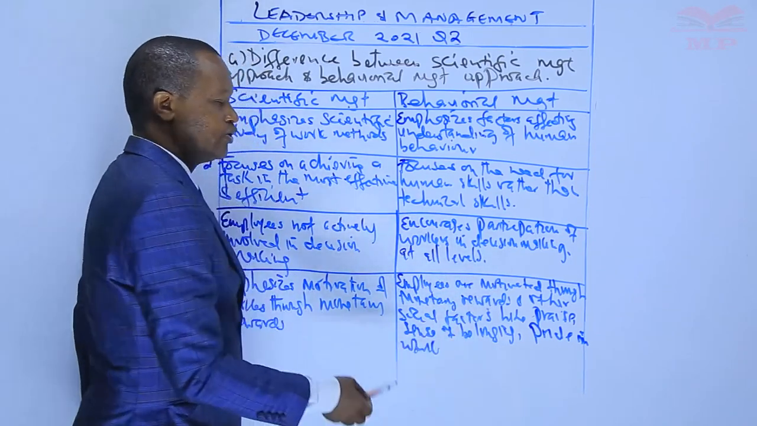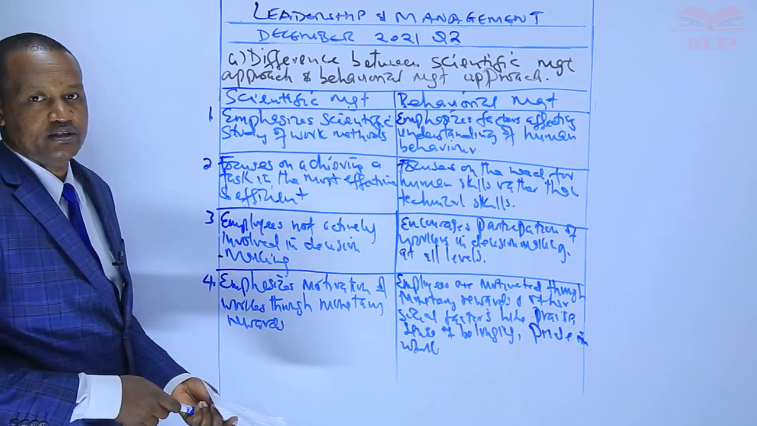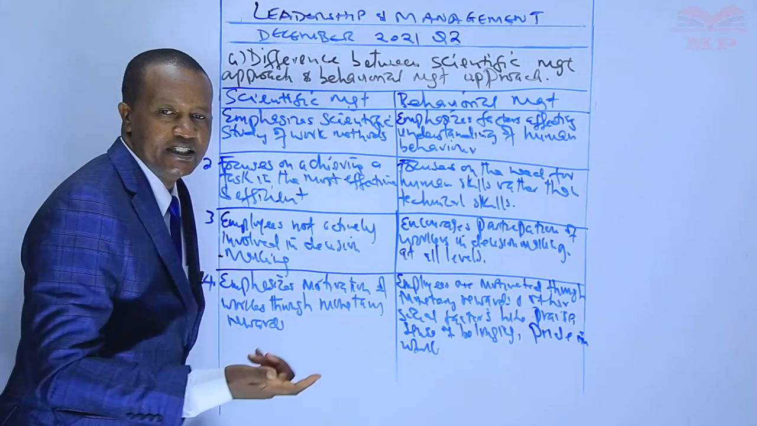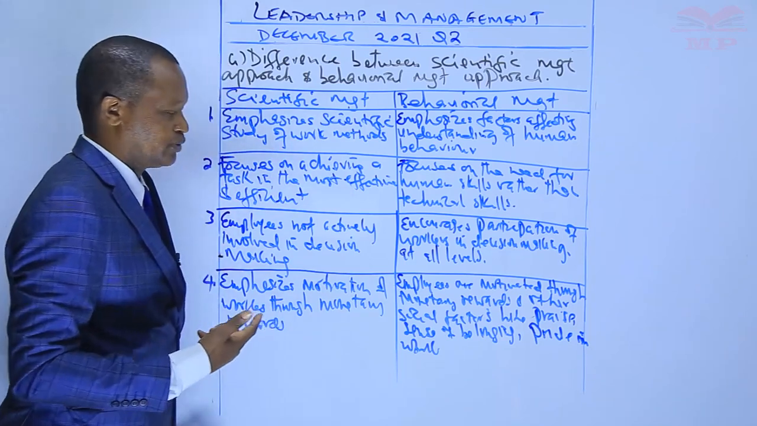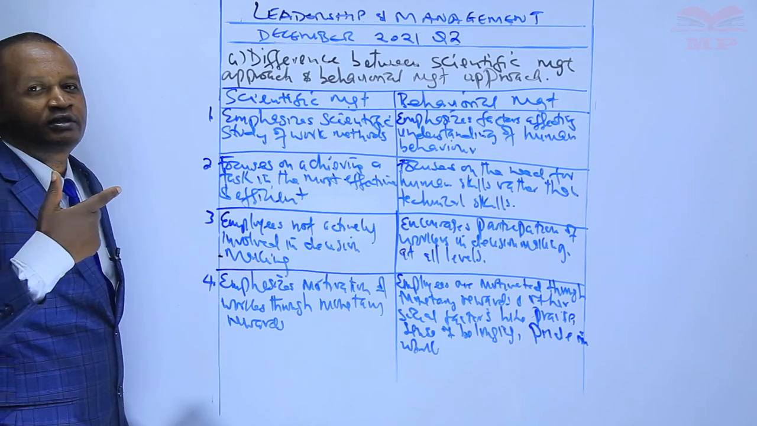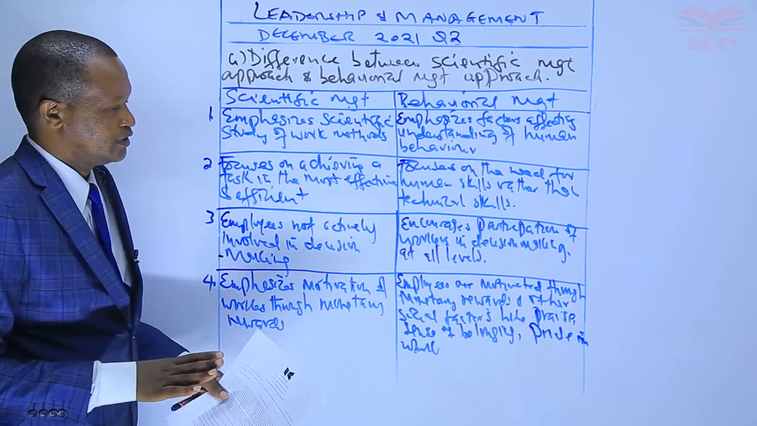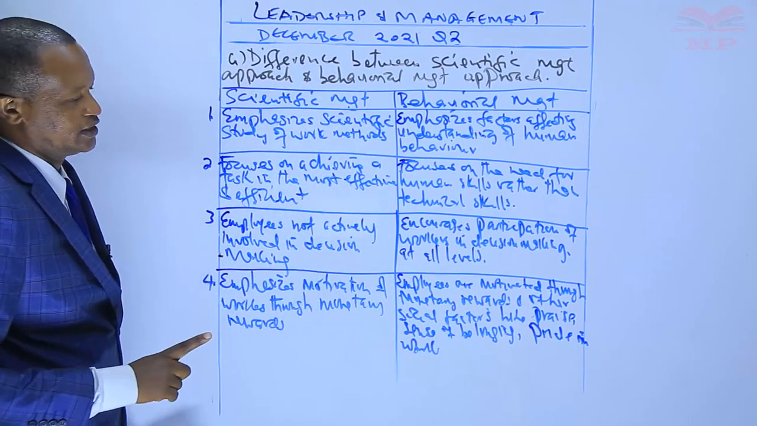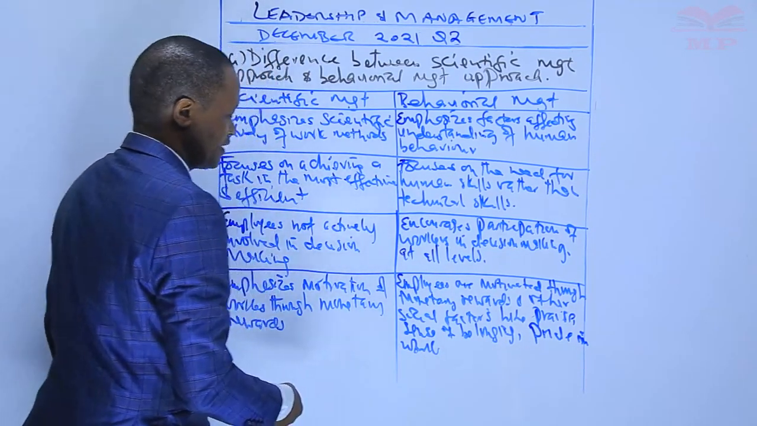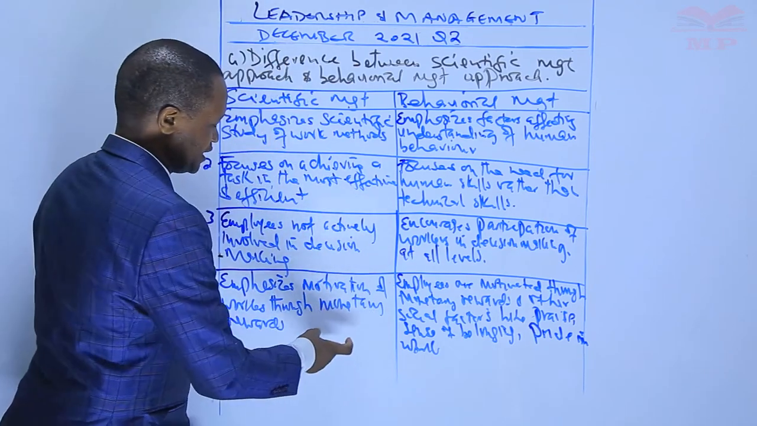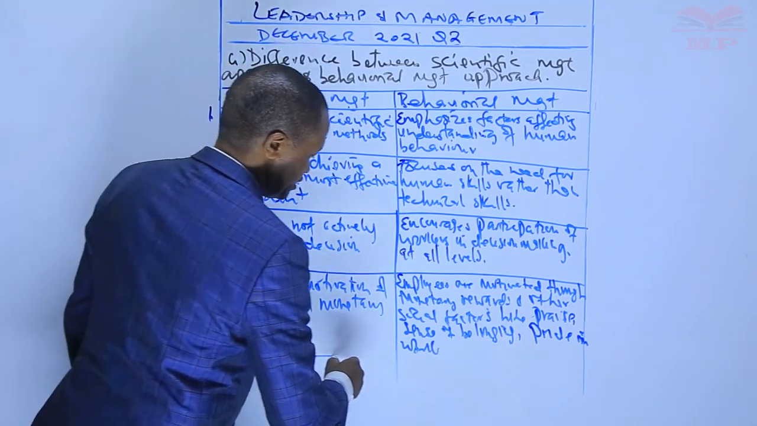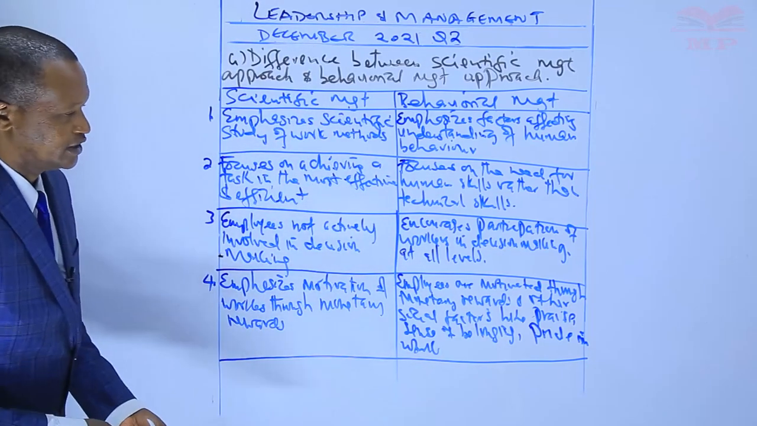So here, the employee is not only motivated through monetary rewards, but also other social factors, like meeting the social needs of the employee, the sense of belonging. There are a range of social factors, not just monetary factors. In fact, the emphasis here is on intrinsic motivation. So these are four differences. They are not the only differences.